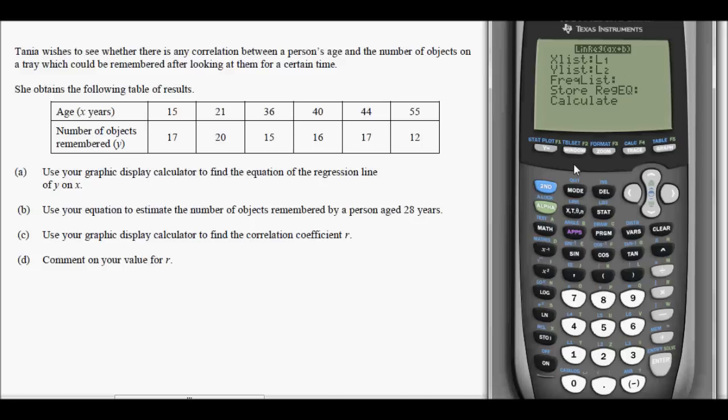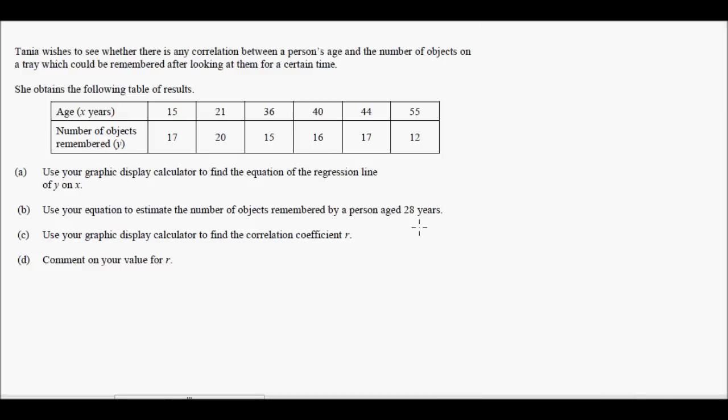Now, store the equation. This can store the regression equation in the y equals if you want to do that. The way you do that is you go alpha trace and then just press enter, so it's y1, and then you calculate. So you're going to write your equation here, so it's going to be negative 0.0134x plus 20.9. Okay. Now use your equation to estimate the number of objects for someone 28 years old.